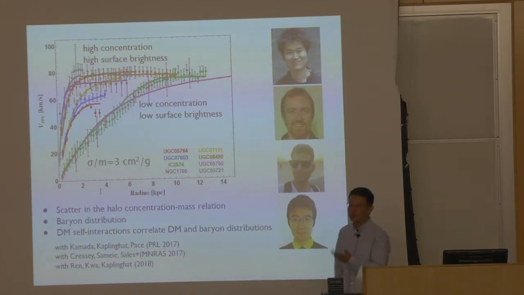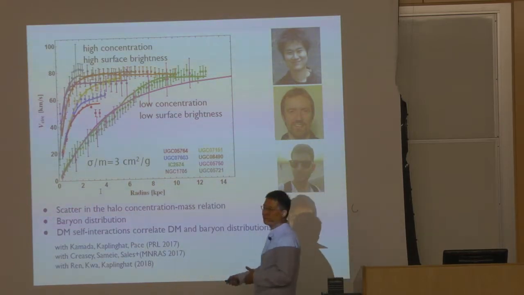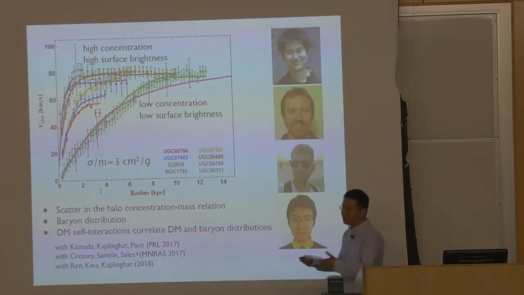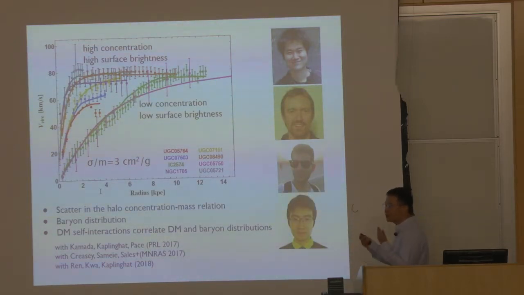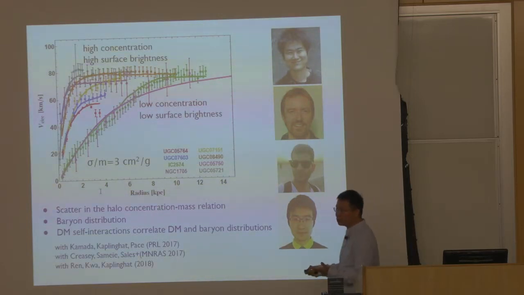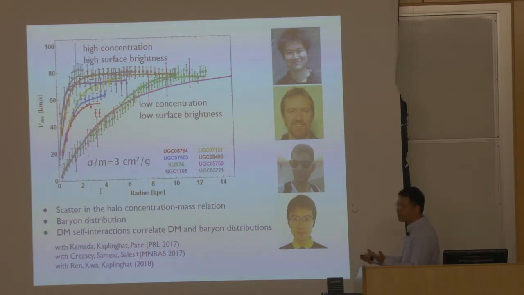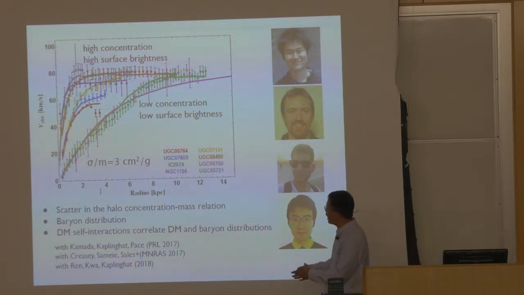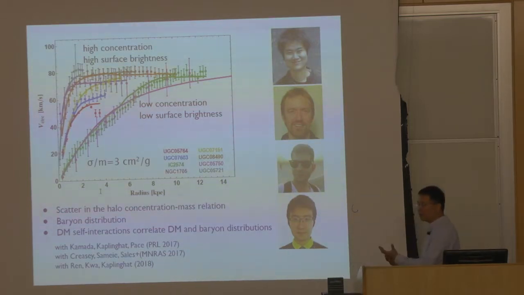This is from structure formation, right? So different formation histories of the halo have different concentrations, the central density. Right? This is getting important. The baryon distributions are important. You have to fully take that into account. And for high surface brightness galaxies, the baryon concentration is high. And for low surface brightness galaxies, baryon concentration is low. You have to take that into account.